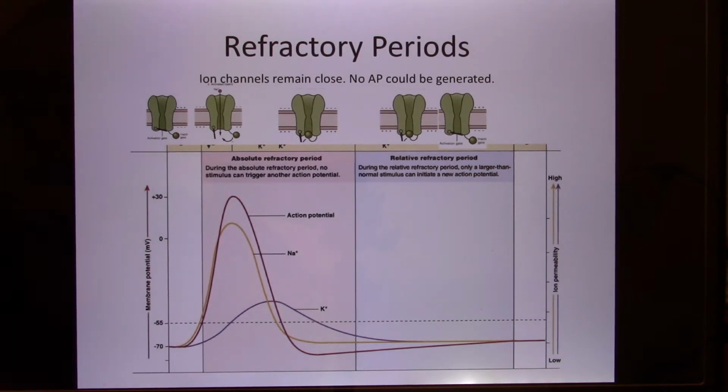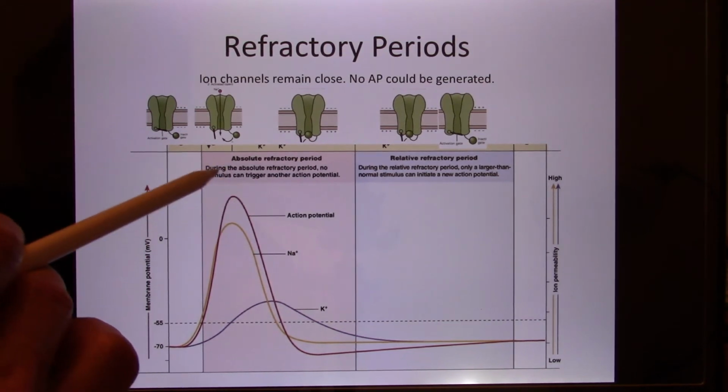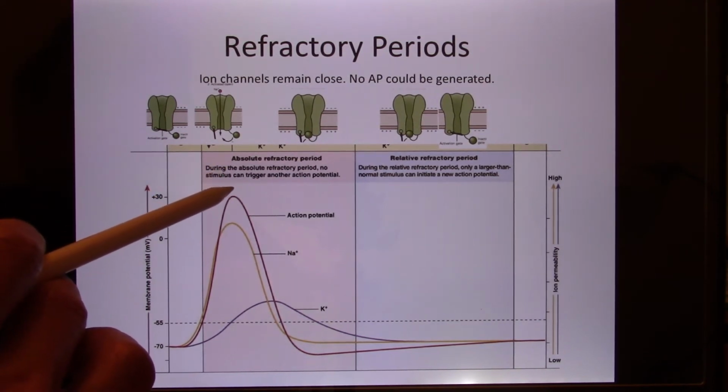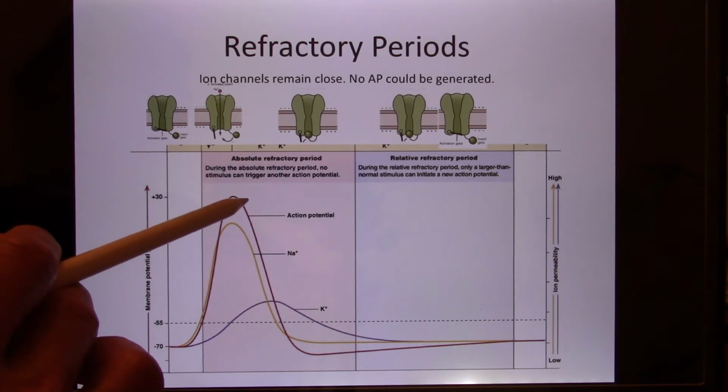And the voltage-gated ion channels open, then they quickly close. When they close, the action potential starts to have repolarization.